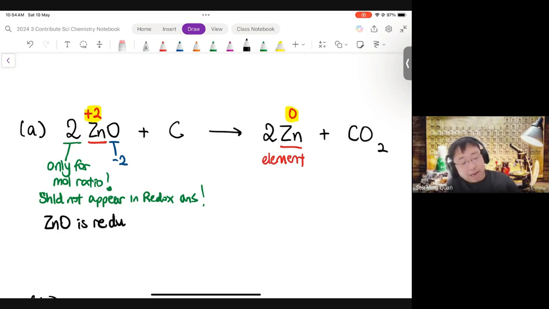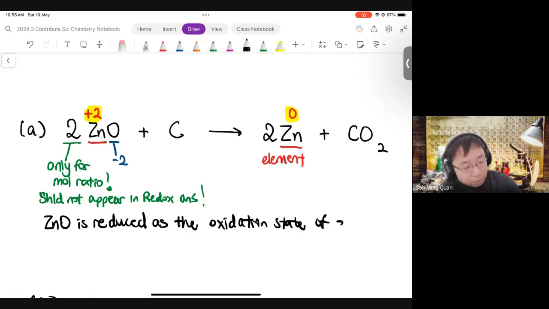I'm highlighting this because I did see this a number of times inside what y'all wrote. It's very important to realize that the number in front of a chemical is for mole ratios only. It doesn't affect the redox. Therefore, it should not appear in your redox answer to explain what's reduced and oxidized. Now, I'm just going to quickly write out the answer so that you can see the format. I believe many of you already know the format, so I think you should be fine.